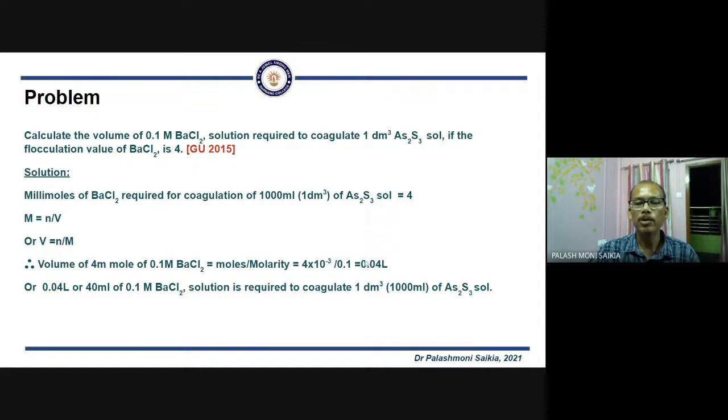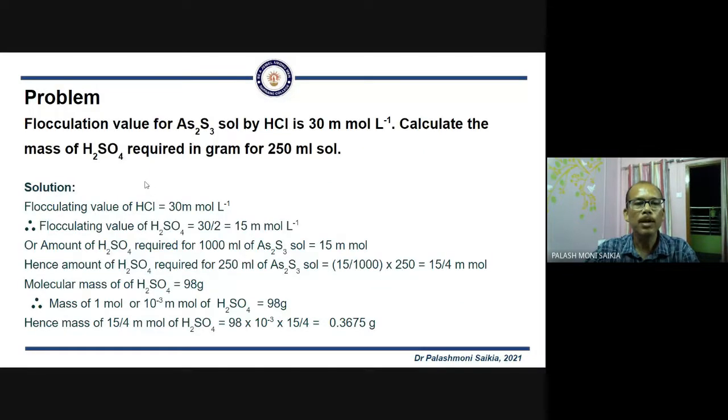So we need 0.04 liter, or 40 ml, to prevent the coagulation of 1000 ml of arsenic sulfide sol. And that was another question asked in one of the GU exams. The flocculating value of arsenic sulfide by HCl is 30 millimole per liter. So here what we have to do is calculate the mass of H2SO4 required for 250 ml.